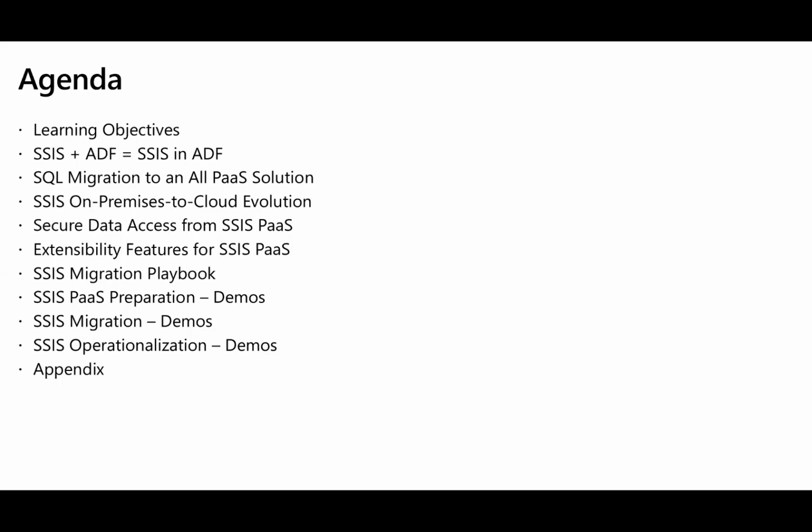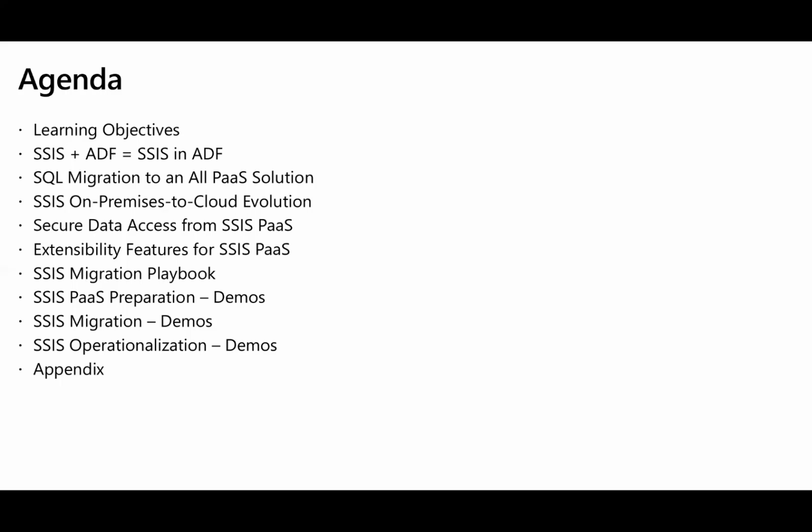And then I will dig deeper into the features to ensure secure data access from SSIS PaaS in the cloud, when it can still access data on premises or in different clouds. And finally, I will also talk about the extensibility feature for SSIS PaaS. We will introduce the new third-party licensing method where you can build your own custom or ISV components, and then you can integrate with the SSIS running in the cloud.